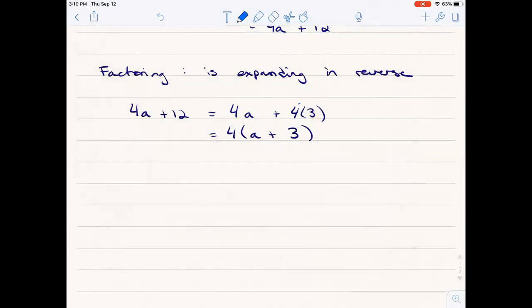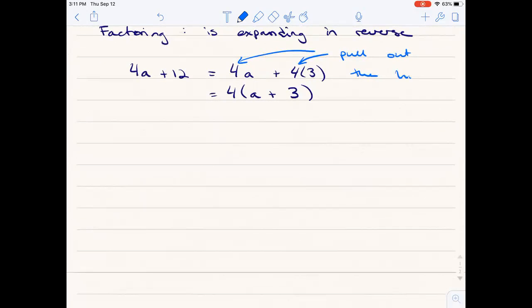So what we're doing here is we pull out the highest common multiple. Factoring is nice because you can check your work by expanding it again to make sure that you're still at the right thing, right?